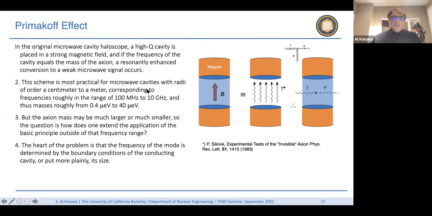So this is most practical for microwave cavities with radius on the order of centimeters, and maybe we go to meters, corresponding to frequencies of 100 megahertz to 10 gigahertz, and that would correspond to 0.4 micro eV to 40 micro eV. But the axion mass may be larger or smaller. So we have to look for some other principles that we can apply for our experiment. And the heart of the problem is that the frequency of the mode is determined by the boundary condition of the conducting cavity.